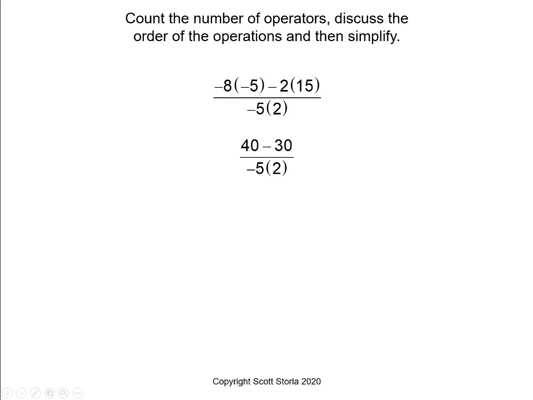40 minus 30 will be 10. 5 and 2 is 10. Signs are different. It's -10. And 10 divided by 10 is 1. Signs are different, so it'll be -1.